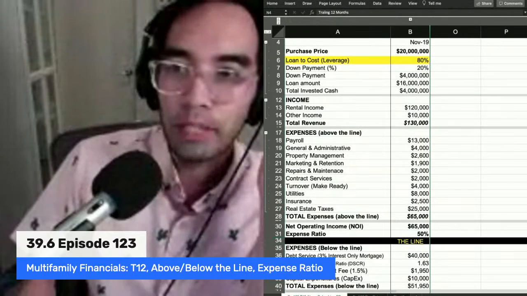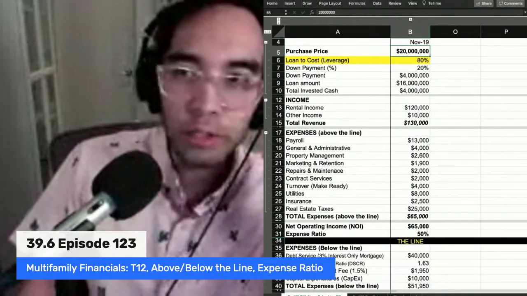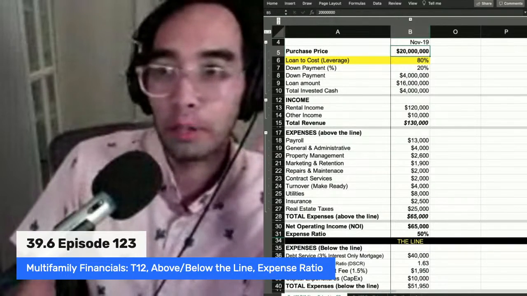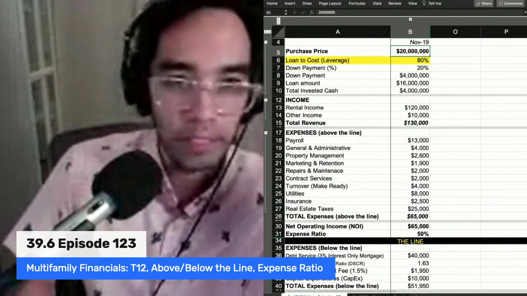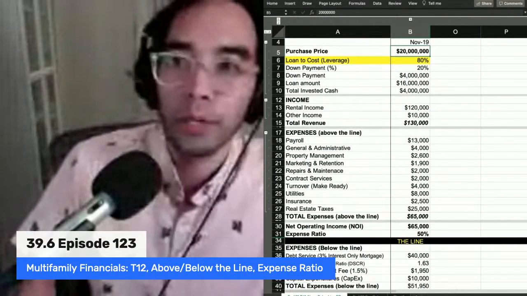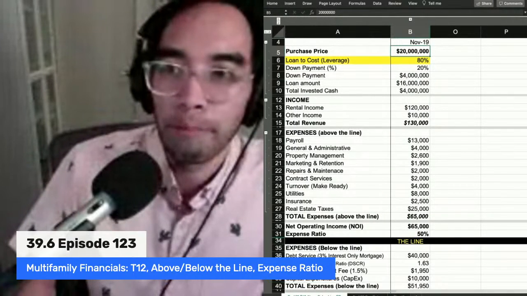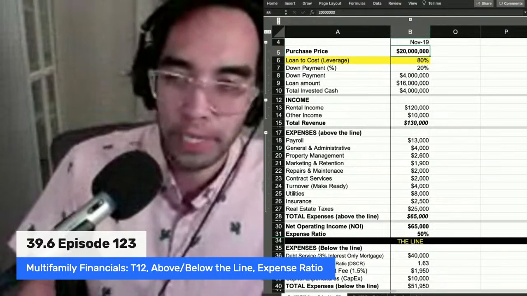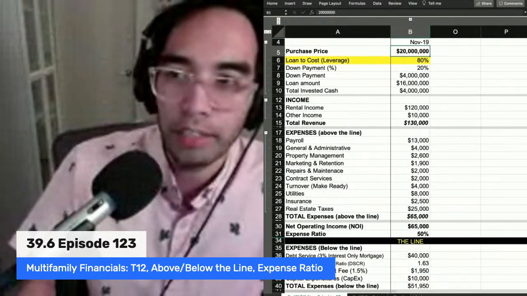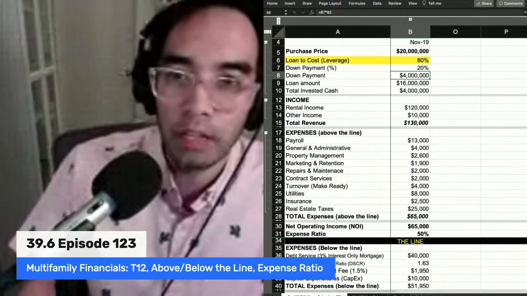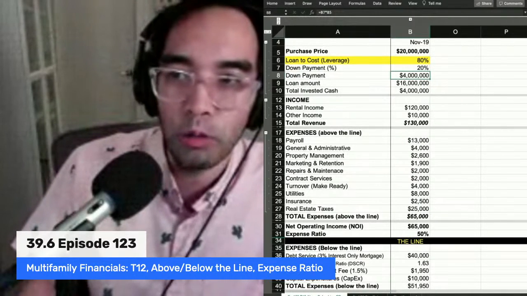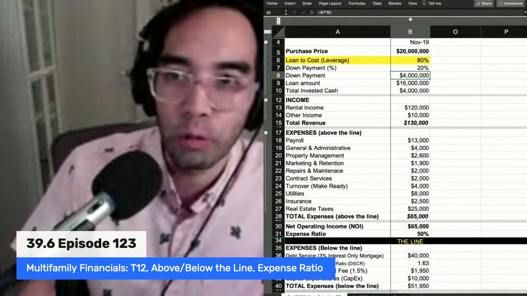So the top line here, November 2019, we're going to purchase a property, a $20 million multifamily property. This could be like 200 doors. We're going to buy it with 20% down and 80% leverage, 80% loan to cost. That gives us a down payment of $4 million and a loan amount of $16 million, for a total amount of invested cash of $4 million.